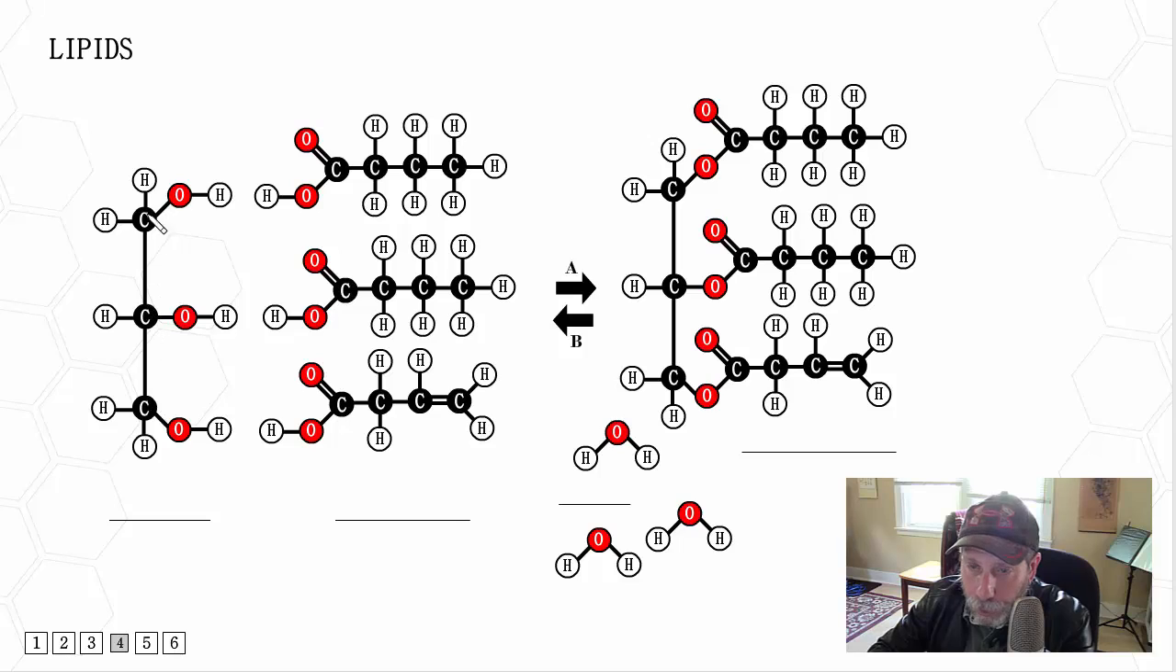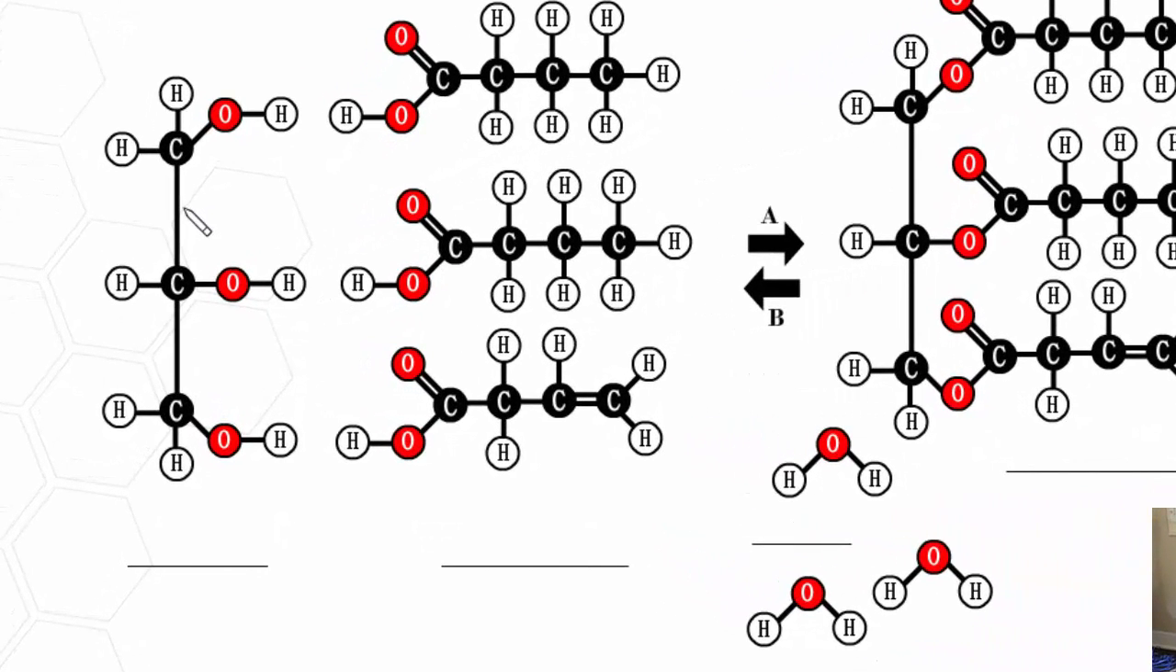This is 3 carbons. I've had to stretch them out so that there's enough room to show what we need to show, but that's fine. This is still a single bond. It's a big stretch, single bond. OH, OH, OH. This is a type of alcohol, and specifically, this is glycerol. Now, notice the ending OL, alcohol, glycerol, propanol, ethanol, all right? Alcohols end in OL.